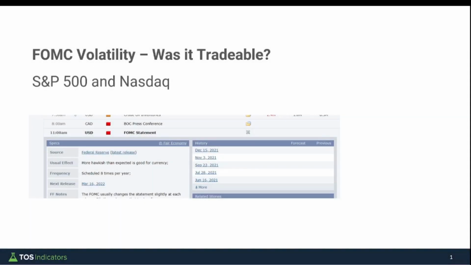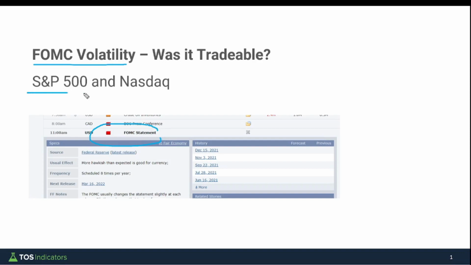Good afternoon, everyone. In today's video, I'm going to focus in on the FOMC volatility and specifically what price action looked like after we had the FOMC statement. This is less about the narrative, not really focused on interest rates or the asset purchase program. What I'm more curious about is what did price action look like?